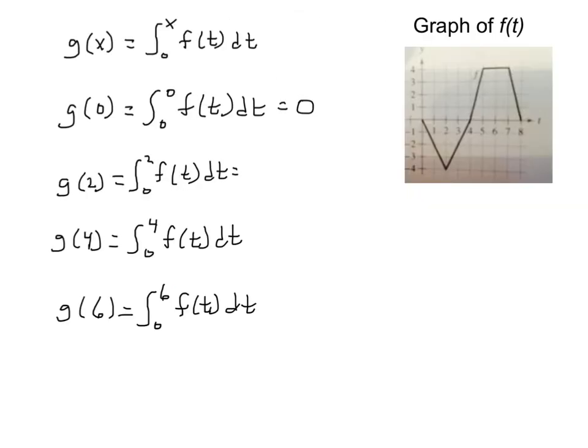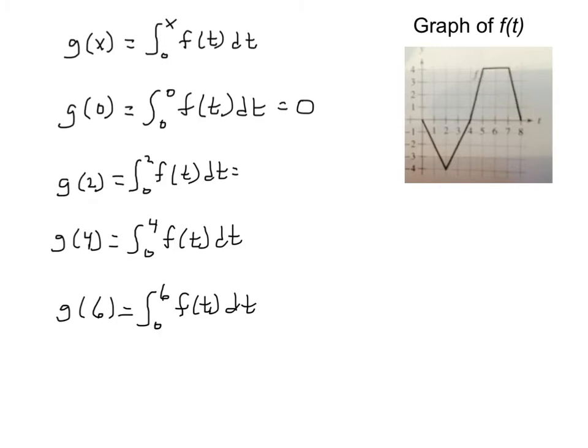Let's look at an example. In this case, I have this graph here, which is f(t), and I'm going to define g(x) as the integral from 0 to x of f(t) dt. To start out, we're going to calculate g(0), g(2), g(4), and g(6). Well, g(0) is the integral from 0 to 0 of f(t) dt, and we have a property of definite integrals that says when the limits of integration are the same, that's just 0. So g(0) is 0.